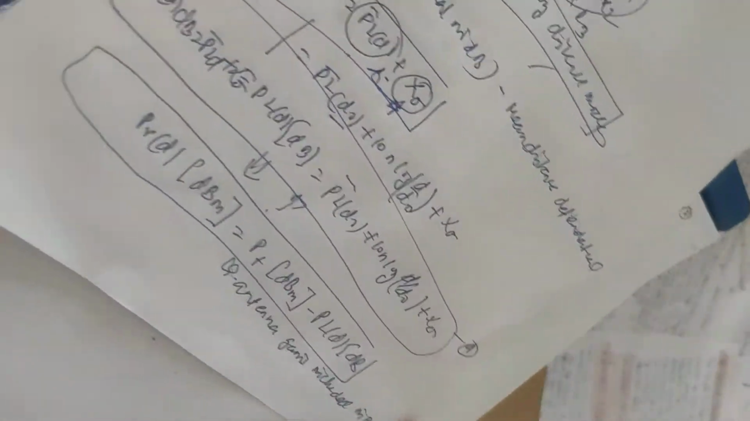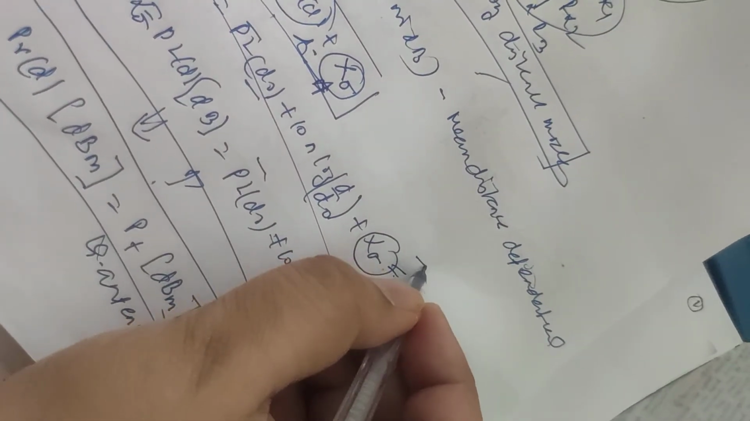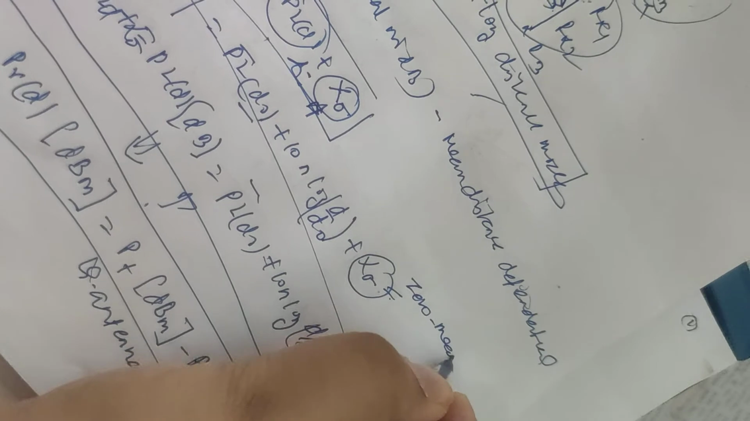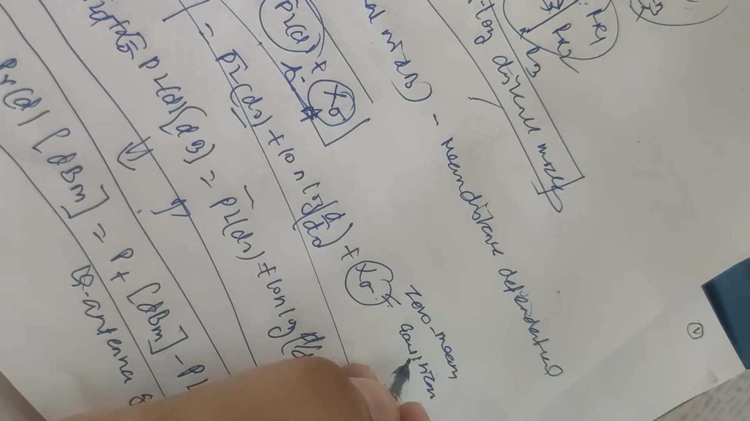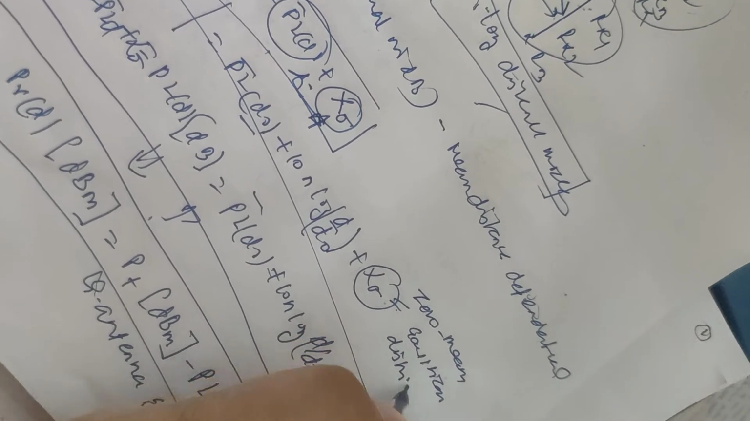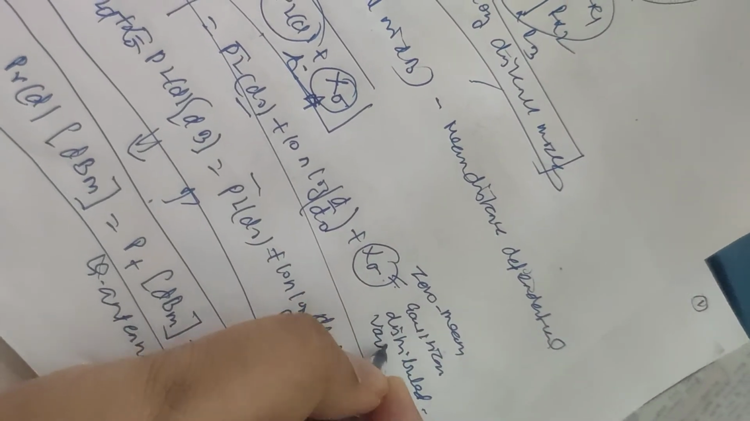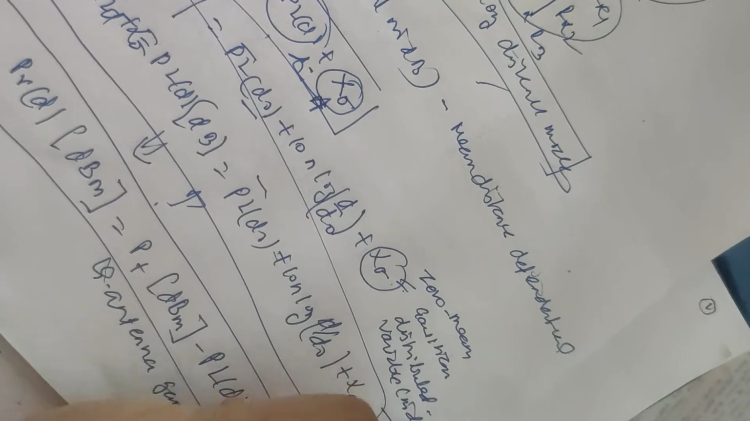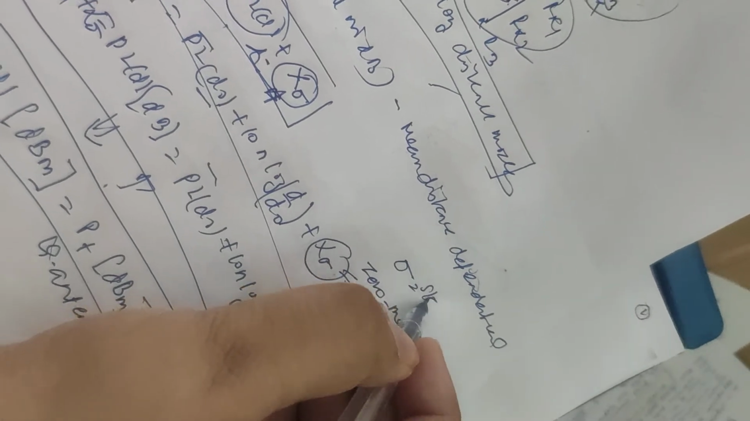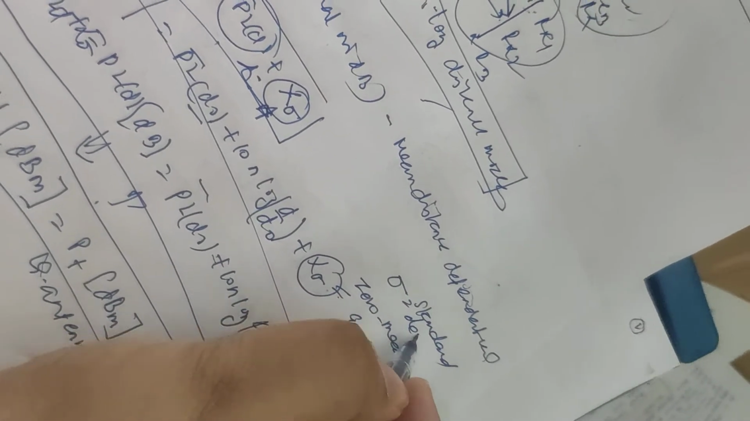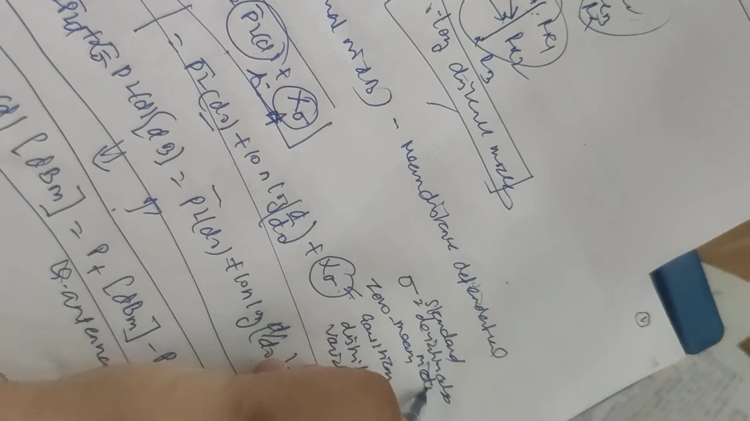See, in this, X sigma is a zero mean Gaussian distributed random variable in dB with standard deviation sigma. This is the standard deviation sigma, also in dB.